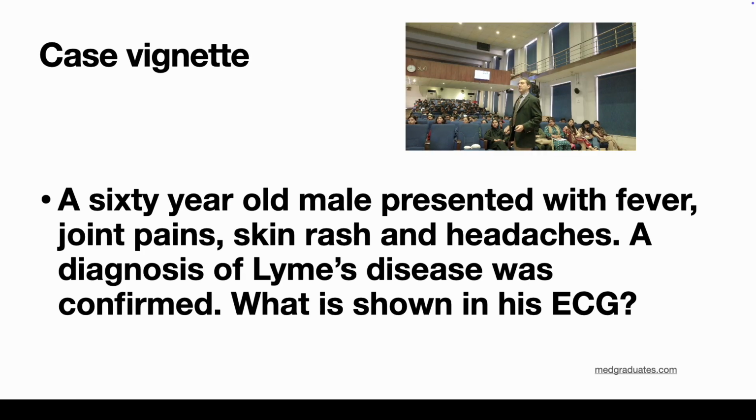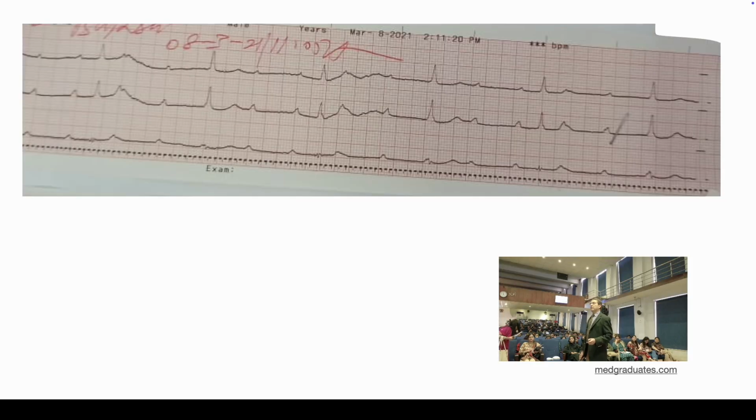Now another case, Mary. A 60-year-old male presents with fever, joint pain, skin rash, and headaches. A diagnosis of Lyme's disease was confirmed. What do we see in this ECG? You see there are multiple P waves. The QRS complexes are fewer, P waves are more.